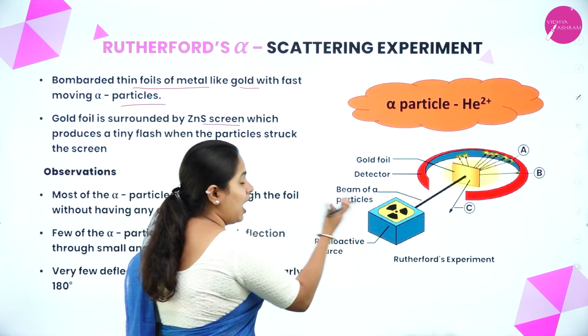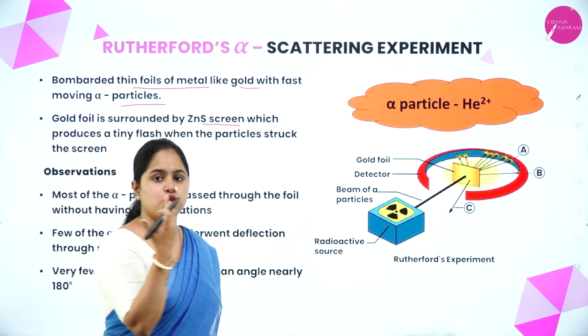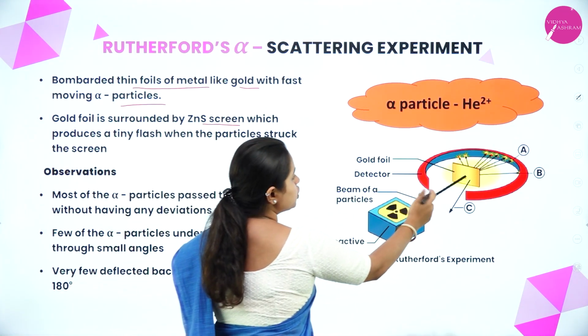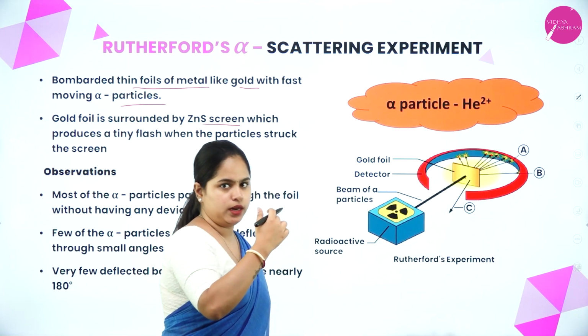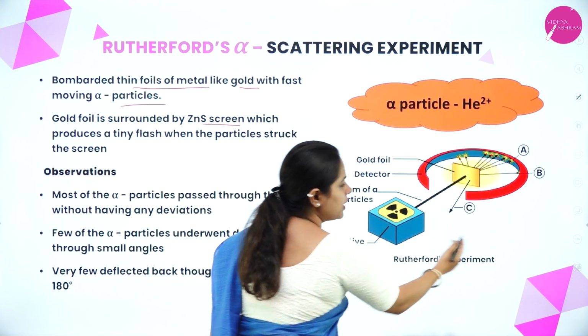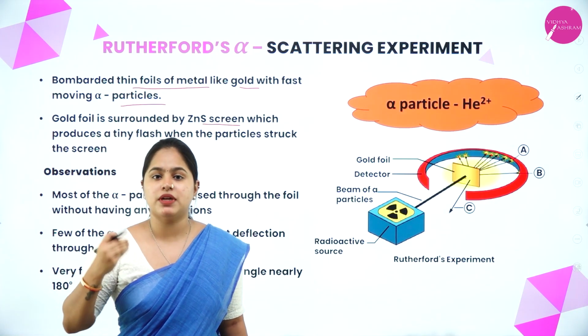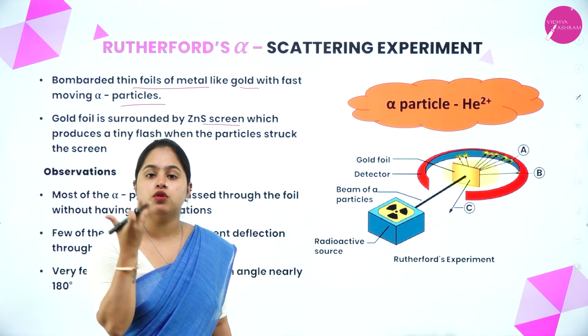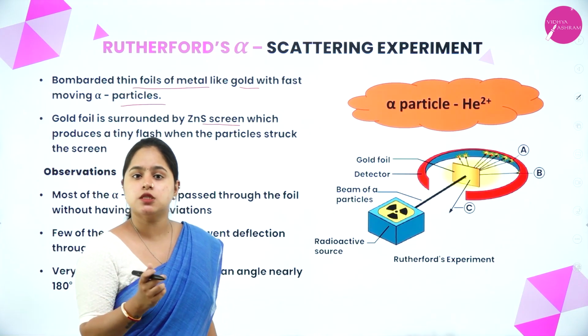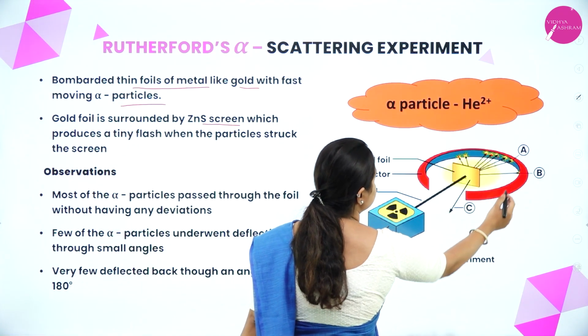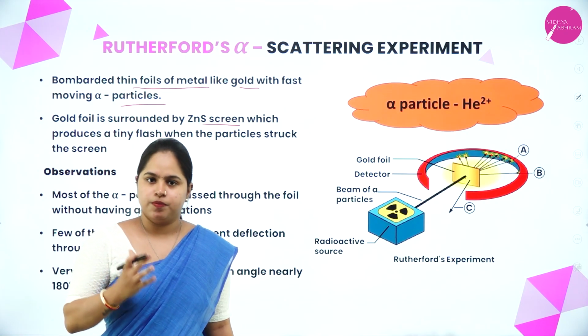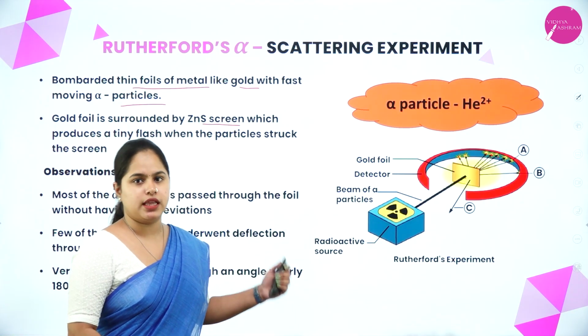From a source, alpha particles, or helium-2 plus ions, are directed towards the thin sheet of gold foil, and it is surrounded by a zinc sulfide screen, which is a fluorescent material. So if any particles come and strike there, it will produce a tiny flash, or you can see a spark there, right? So these sparks were seen, right? This was the experiment that he did.